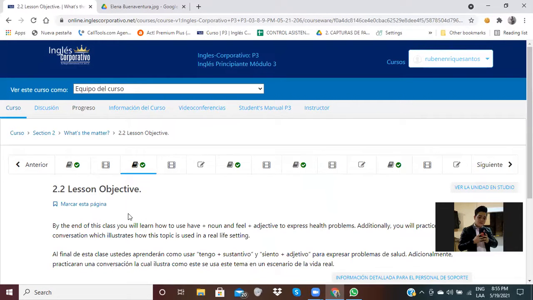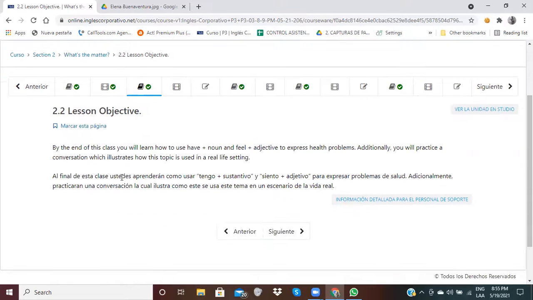We're looking at 2.2. By the end of this class, you will learn how to use have plus noun and feel plus adjective to express health problems. Additionally, you will practice a conversation which illustrates how this topic is used in a real life setting. Al final de esta clase, ustedes aprenderán cómo usar tengo más sustantivo y siento más adjetivo para expresar problemas de salud.